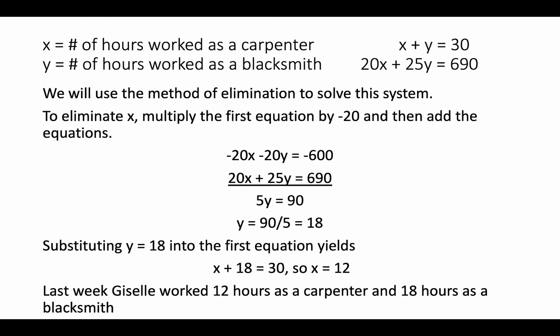Adding the two equations, the negative 20x and the 20x cancel. X is eliminated, so we're left with 5y equals 90. Dividing both sides of the equation by 5 gives us y equals 90 divided by 5, or 18.